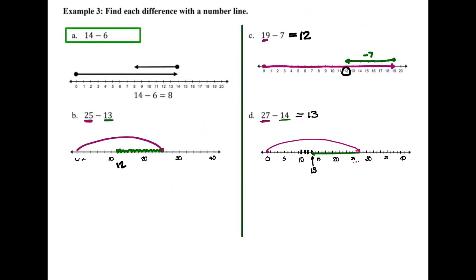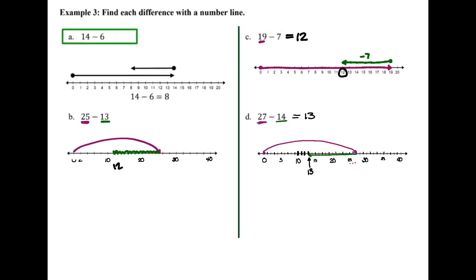Subtracting on a number line with big numbers is not necessarily that easy, but you get the idea. You go forward for the first number, and then you take away some of that distance by going backwards. That's it for this objective. We'll see you in the next video.